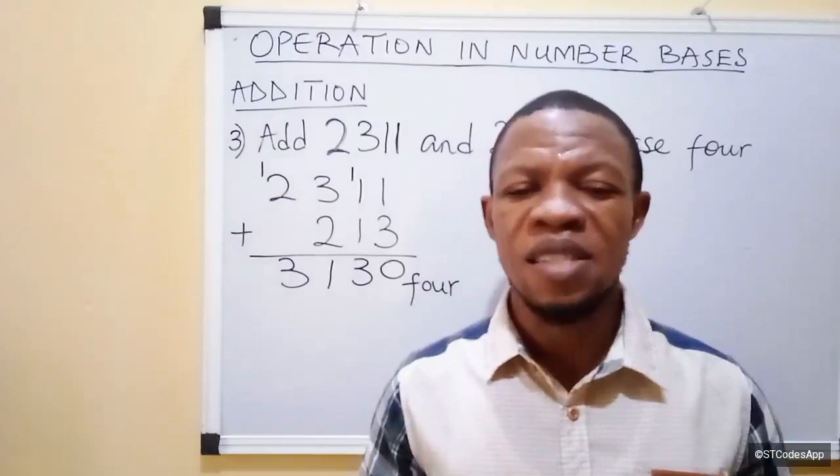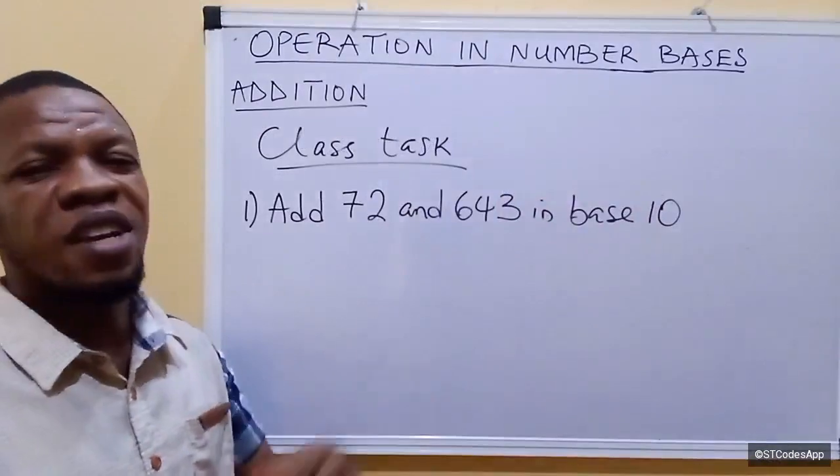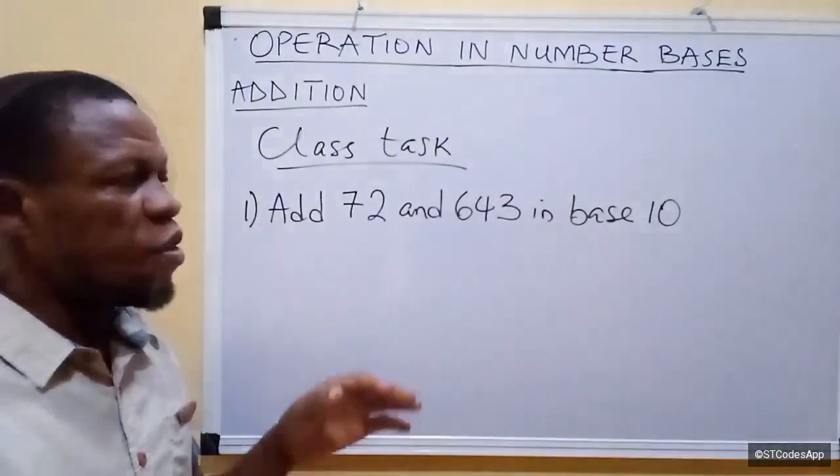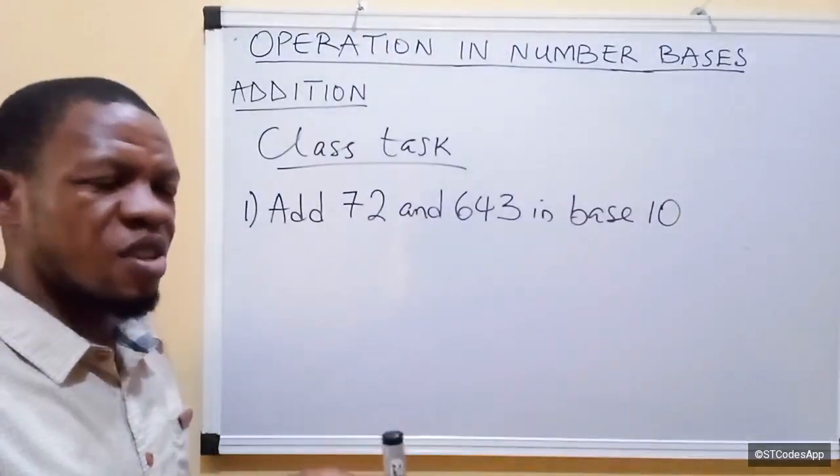And before I end this class, I'm going to give you a take-home work: add 72 and 643 in base 10. Take your time and go through it. Follow the examples I've showed you in the video. Do this task and let me see your solution in the comment section below.